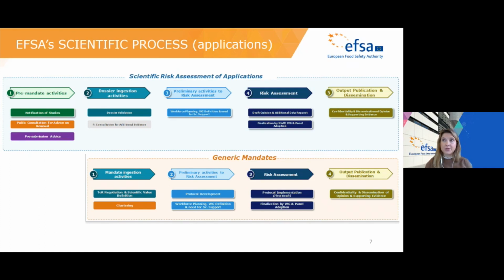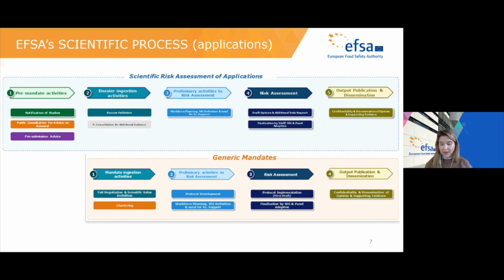Step number 2 is dossier ingestion activities, where the dossier is validated. Step 3 is the preliminary activities to risk assessment, with the workforce planning, working group definition, and need for scientific support to be considered. The fourth step is the actual risk assessment, where the opinions are drafted and additional data are requested if needed. Then draft opinions are finalized by staff and working group and finally adopted by the panel. The last step, number 5, is the output publication and dissemination.